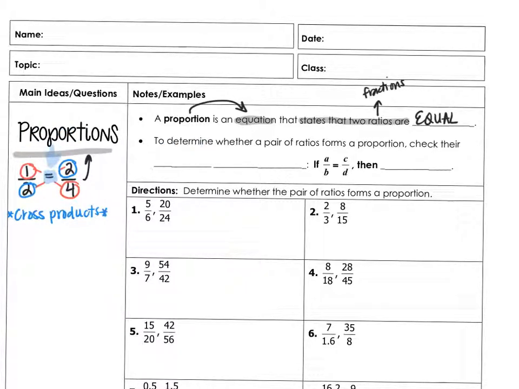So to determine whether a pair of ratios is a proportion, we can check their cross products. If their cross products are equal, then they must be a proportion. So if you've got two ratios and the cross product A times D is equal to C times B, then you've got a proportion. If the cross products are not equal, then you don't have a proportion.